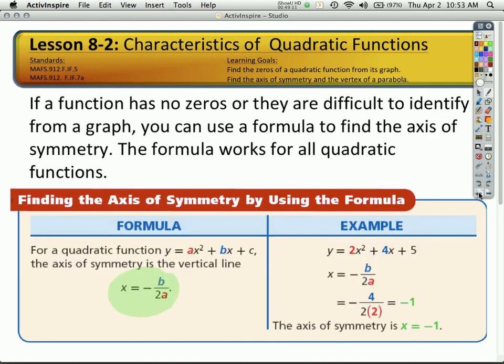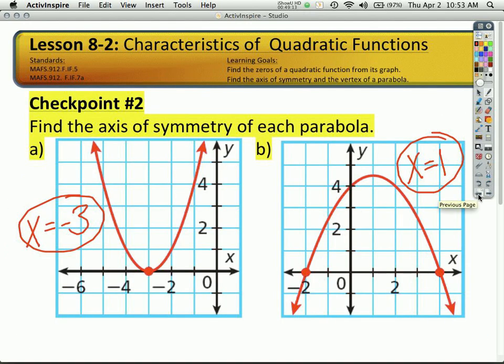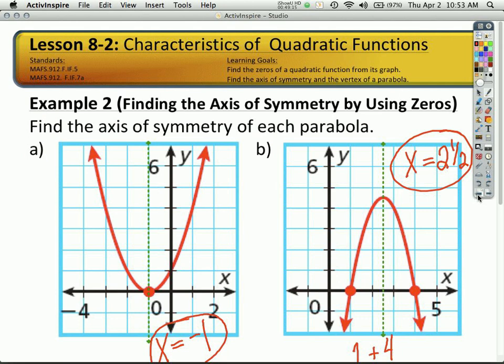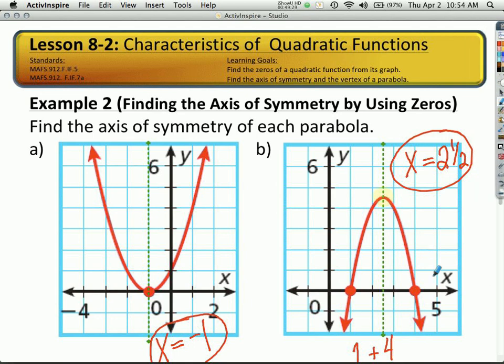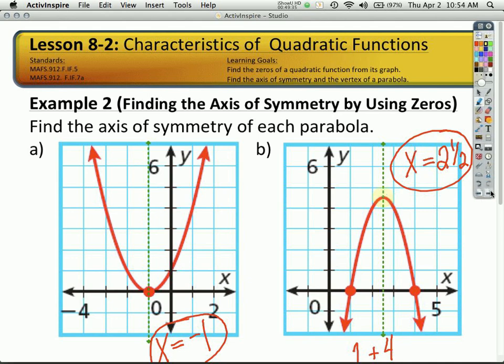Now, I want to go back to 1. I want you to notice that on this one, we found the axis of symmetry was at x equals 2.5. But we do not know where the vertex is. It's somewhere here, but we don't know exactly where it is. Well, we can actually use this to find its exact location, and that's what we're going to do now.